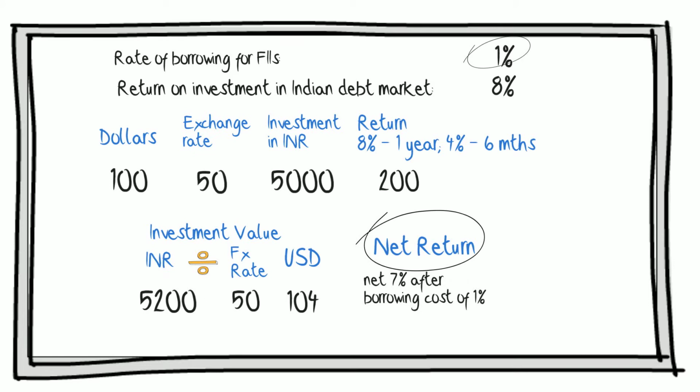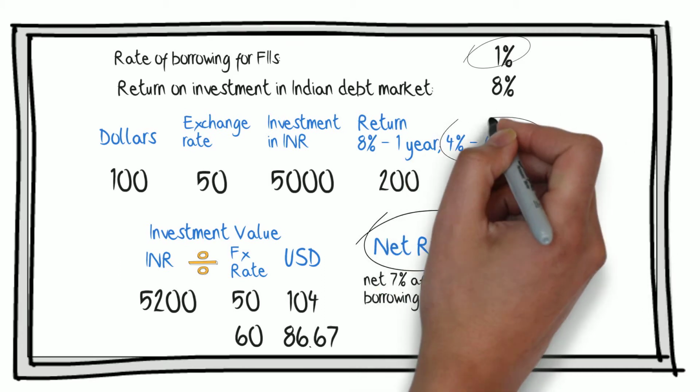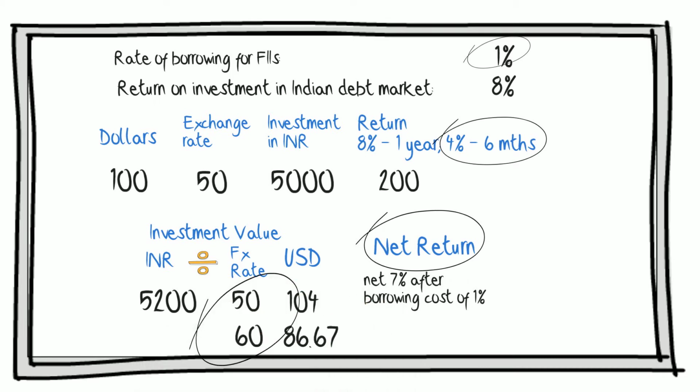Instead, assume that the rupee depreciates to 60 rupees. Therefore, the 5,200 rupees that they earned is now worth 5,200 divided by 60, or $86.67. They have made a rupee gain of 4%. But since the currency depreciated, they are left with a loss in dollar terms. Their return is minus 13.33%, and adding the cost of borrowing, they lost 14.33% in 6 months.